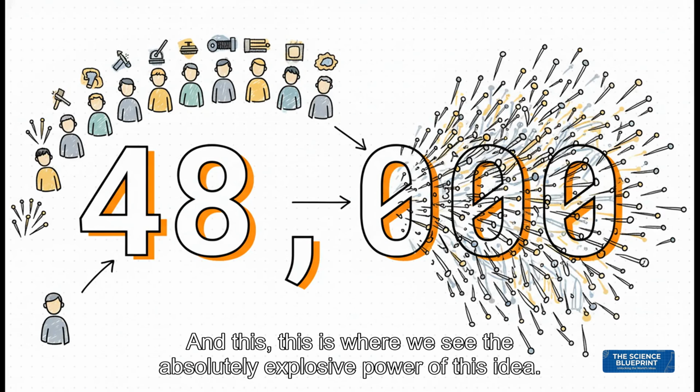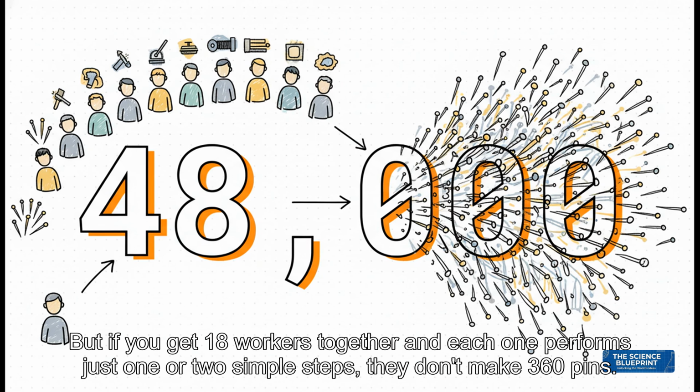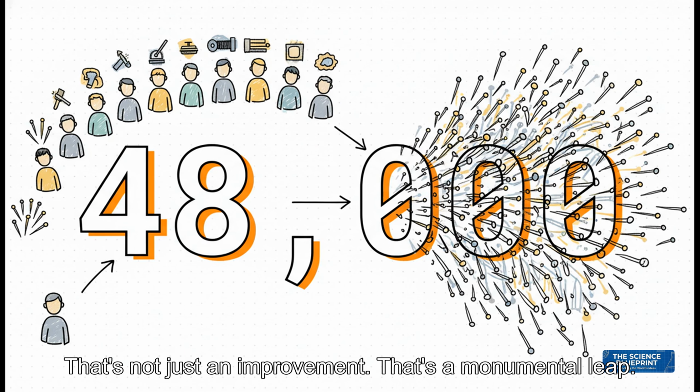And this is where we see the absolutely explosive power of this idea. Adam Smith actually observed that a single worker, doing everything themselves, might be able to make, say, 20 pins in a day. Maybe. But if you get 18 workers together, and each one performs just one or two simple steps, they don't make 360 pins. No, they can produce a staggering 48,000 pins in a single day. That's not just an improvement, that's a monumental leap.